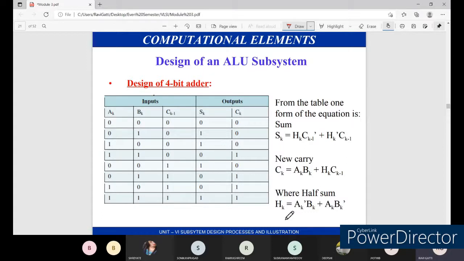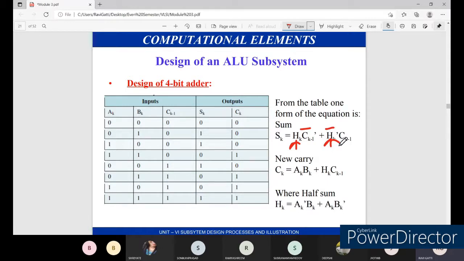Okay, so for the sum, they have given you this expression. They have come up with a Boolean expression: Sk is nothing but Hk and Ck minus 1 bar, plus Hk bar into Ck minus 1. See, the tick symbol is there, right? It is basically a bar. So this is the output of a half adder and this is the output of a half adder. They have given it over here.